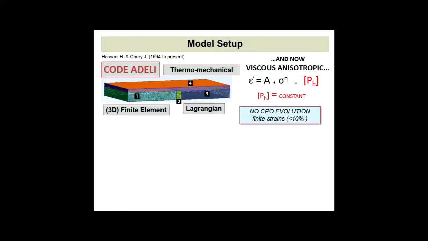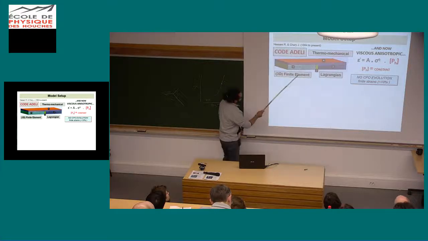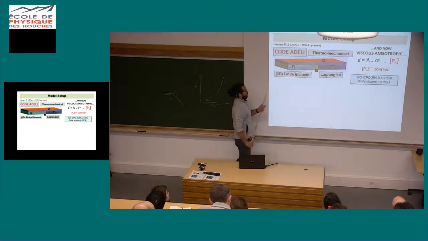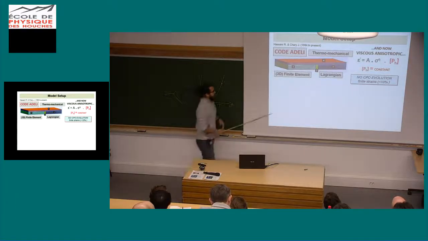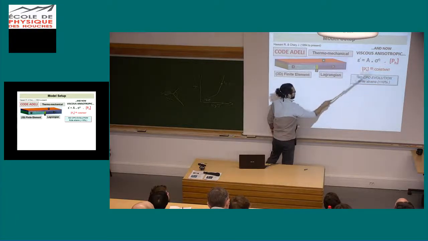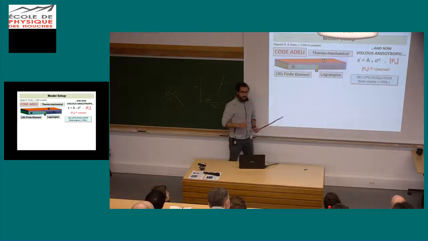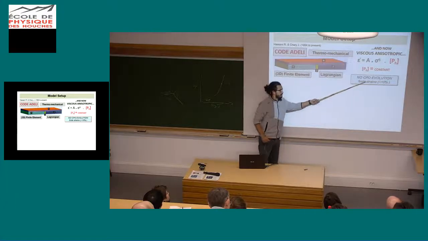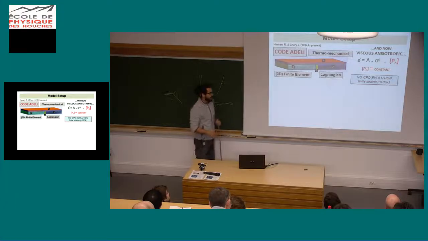Then we implemented this parameterization in the geodynamical code ADELI. It was written in Montpellier in the 90s. It's a 3D finite element code. It's Lagrangian, and we solve for thermomechanical equations. And now we resolve our constitutive equation with P, our anisotropic viscosity tensor, constant, which means that there is no CPO evolution. That's fine for our models because we are applying quite small finite strains, so we believe that we don't have much texture evolution.